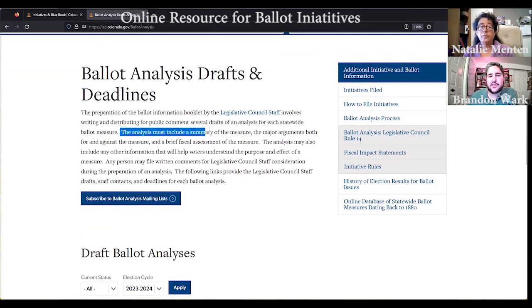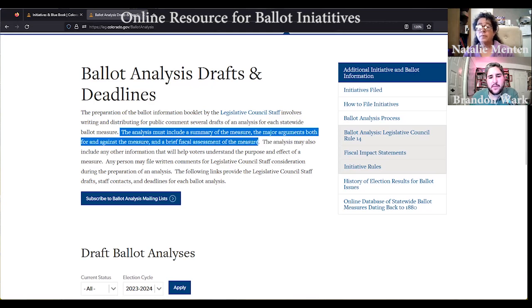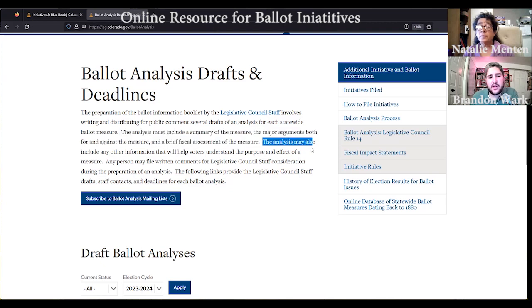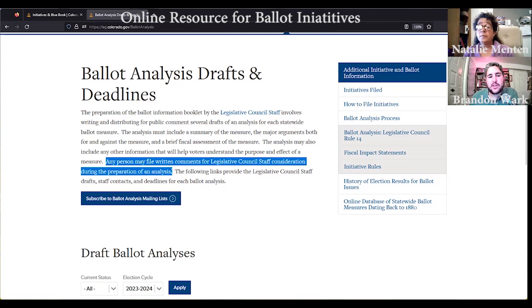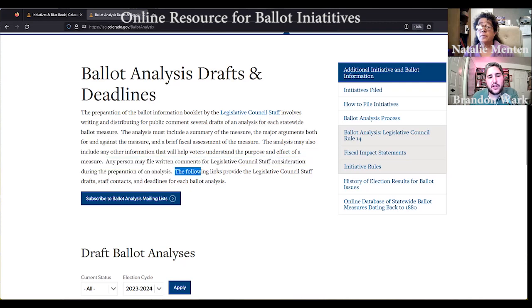So the analysis must include a summary of the measure, the major arguments both for and against the measure, and a brief fiscal assessment of the measure. So this is all going to be in the blue book, as we discussed. The analysis may also include any other information that will help voters understand the purpose and effect of a measure. Any person may file written comments for Legislative Council staff consideration during the preparation of the analysis. The following links provide the Legislative Council staff drafts, staff contacts, and deadlines for each ballot analysis.